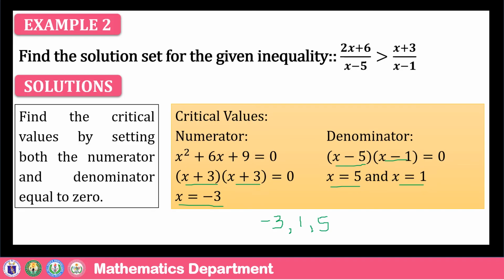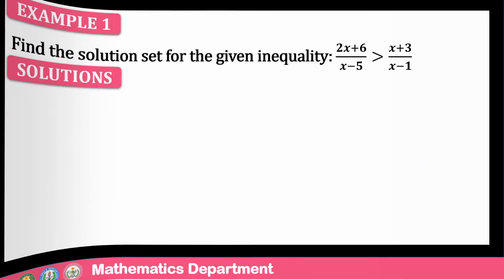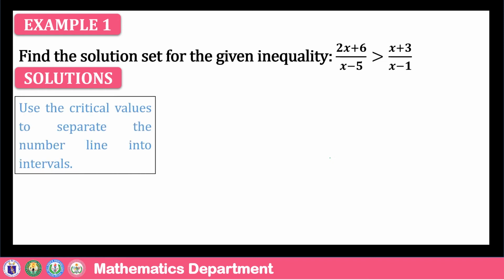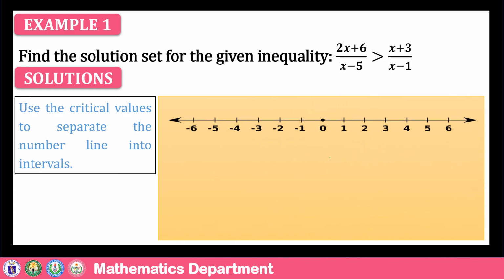So, ito yung gagamitin natin mamaya sa pagde-divide natin ng ating number line. We make use of those critical values para ma-separate natin yung ating number line. So, ito yung ating number line, at ito yung mga critical values na nakuha natin kanina. We have -3, +1, and +5. Now, since we have 3 critical values na nakuha, ibig sabihin nun, meron tayong 4 dito na intervals na titignan.